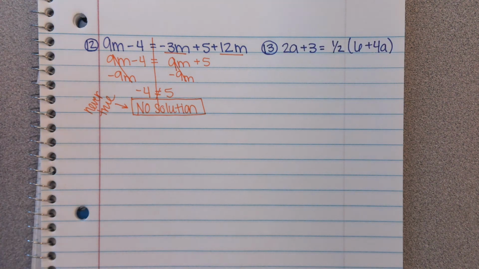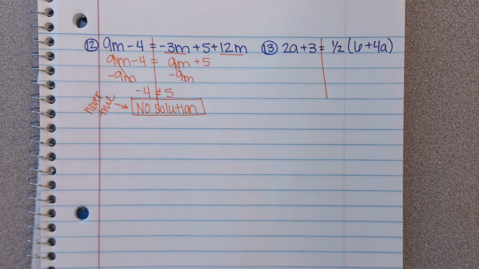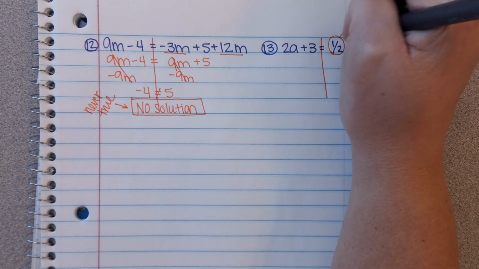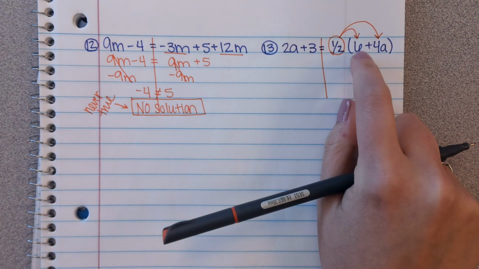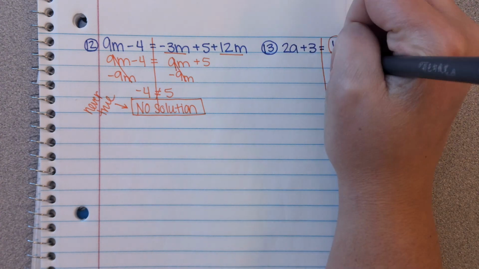Okay, now we're going to work out number 13. You can pause the video and try it for yourself, which is what I recommend. But if you want to stay and work it out with me, you can do that also. I just ask that you do work it out with me. So I'm going to draw my line down the middle just to keep it organized. Do I need the distributive property? Yes, I have parentheses, so I'm going to distribute 1/2. Half of 6 is 3. Half of 4a is 2a.